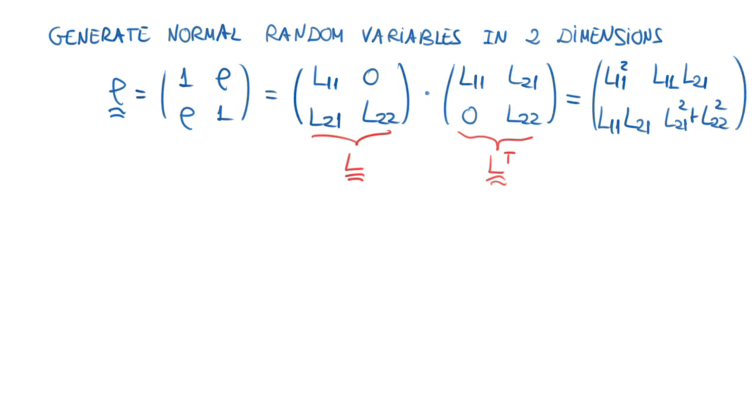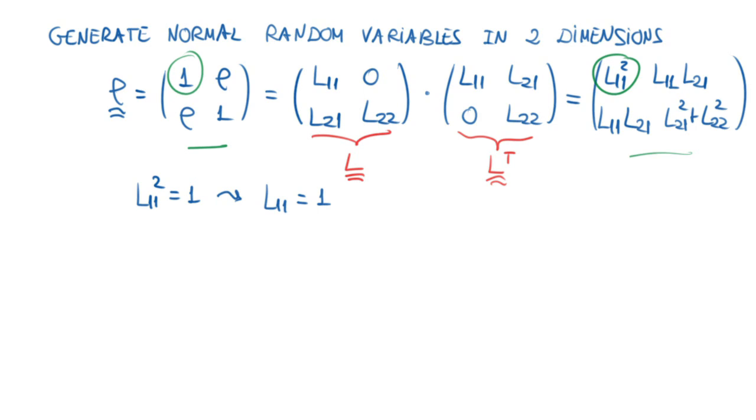We're going to identify the elements of the first and the last matrix in this sequence of equalities. For instance, by identifying the elements in the first row and the first column of these two matrices, we obtain the following equality: L11 squared is equal to 1. From this equality, we derive that L11 is equal to 1.